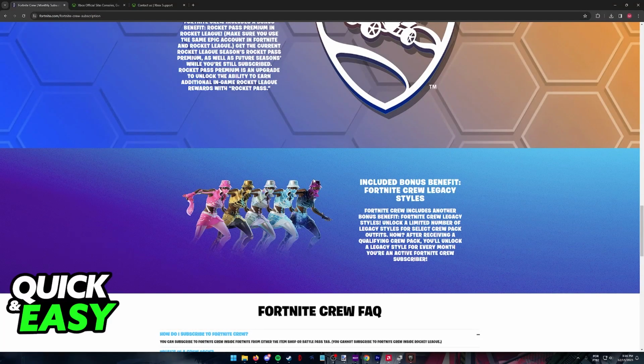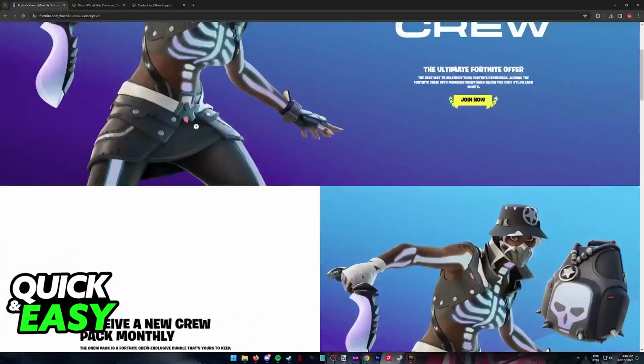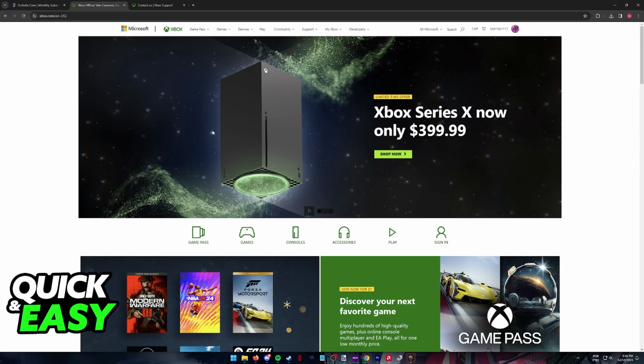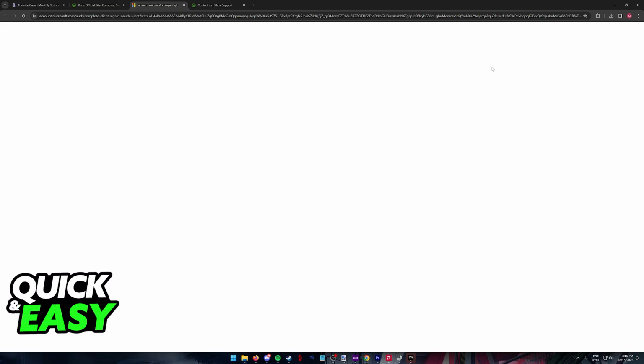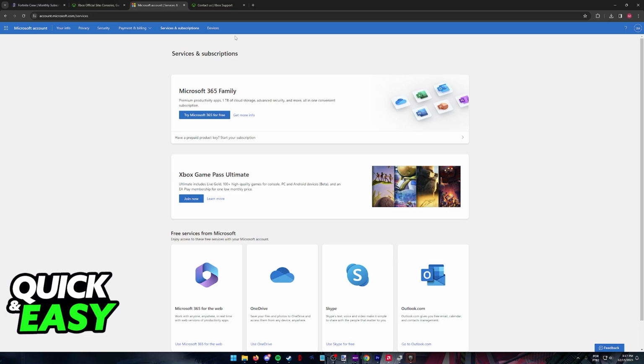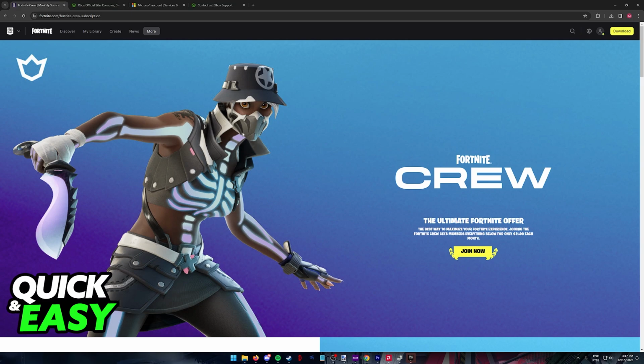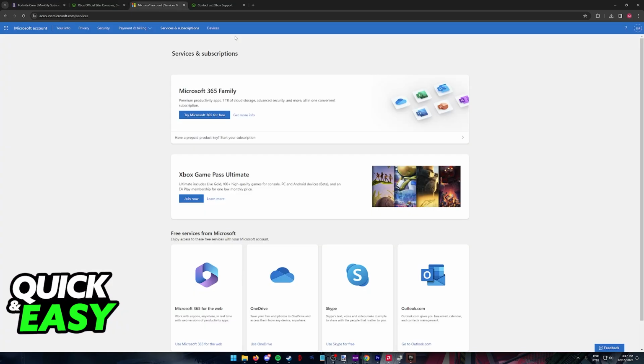And in order to fix this issue for Xbox, what I recommend that you do is visit the official Xbox website at xbox.com. Sign into the Xbox account that you are using to manage the Fortnite crew subscription, click on your name, and then go over to my Microsoft account. You will be redirected to a page where you have to sign in again and where you can manage all of the subscriptions attributed to that specific Microsoft account. In here, you can go over to services and subscriptions, and immediately you should be able to find the Fortnite crew subscription active that you have.